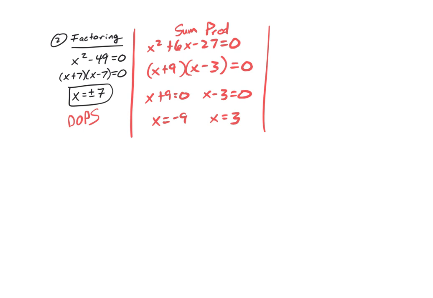Okay, and once again, if I were to graph this one, it would cross the x-axis at negative 9 and positive 3. So the x-intercepts are what we call the zeros. Those are also the solutions of the equation. So graphing this would be a pretty easy way to solve it, right? But we can also get the answer by factoring.